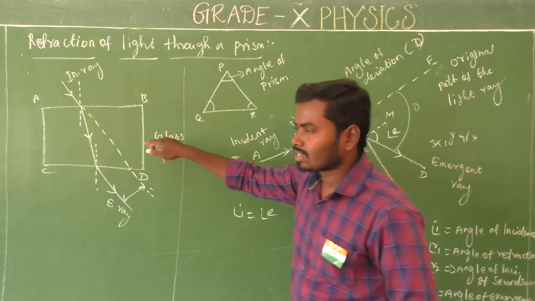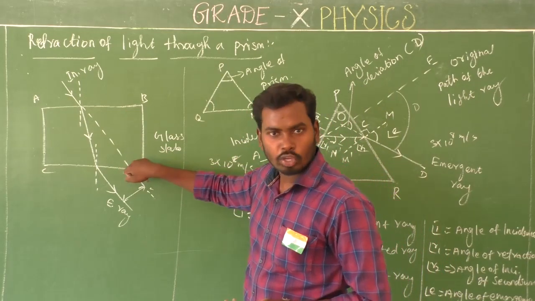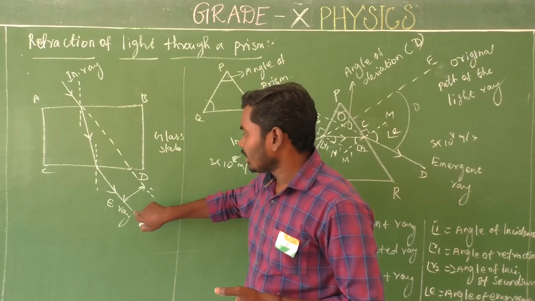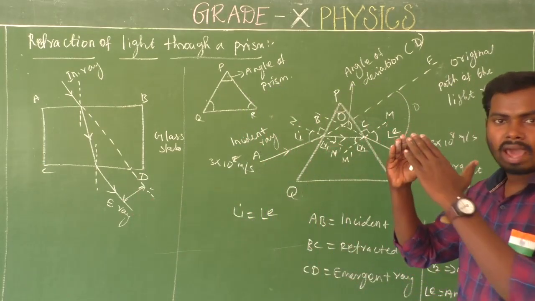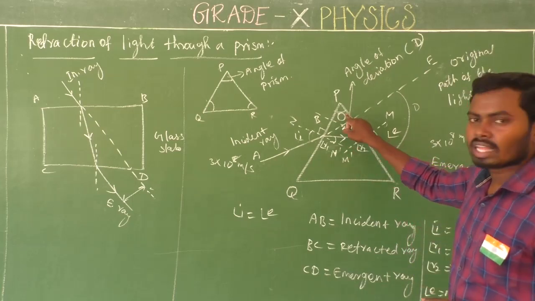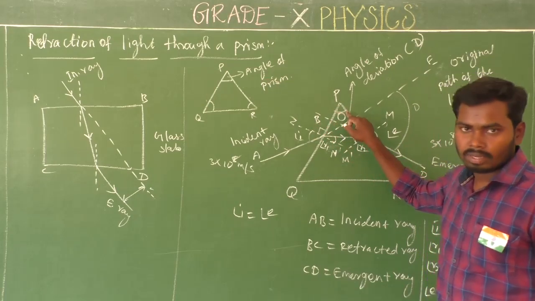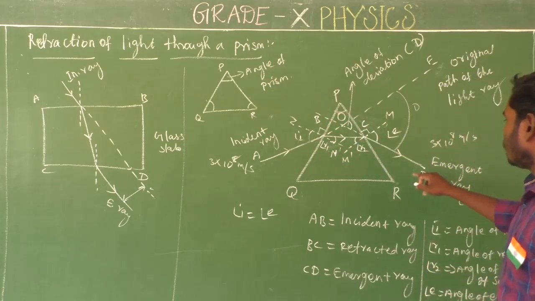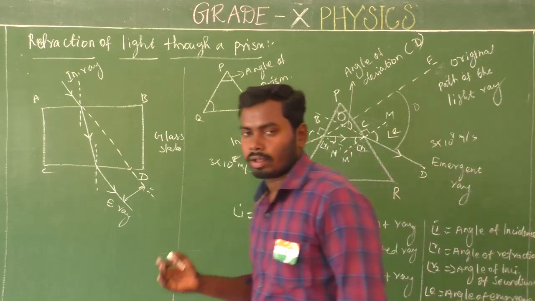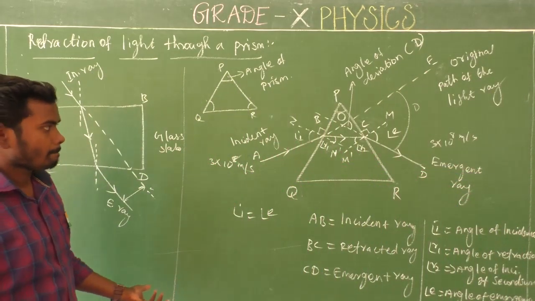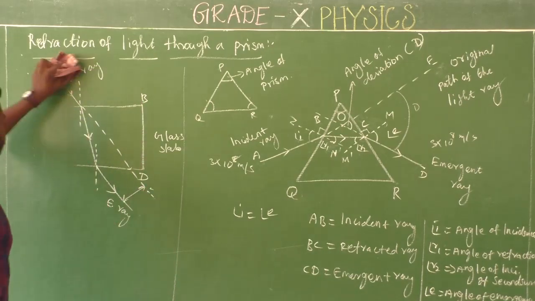But in a glass slab, the two refracting sides are parallel to each other, due to which the emergent ray is parallel to the incident ray. But in the prism, the two surfaces are not parallel to each other. There is some angle between them. What is that angle? That is the angle of prism. Look here, that is the angle of prism. So this emergent ray deviates from the incident ray. That is the concept. Is there any doubt?